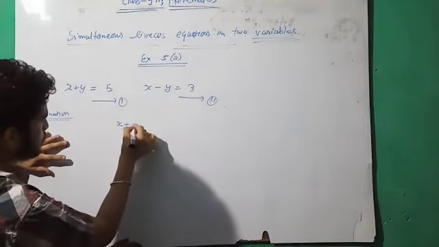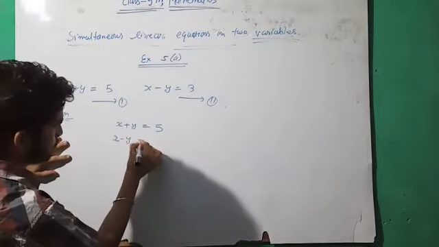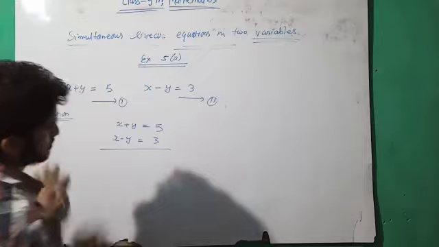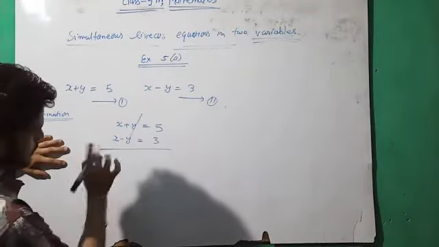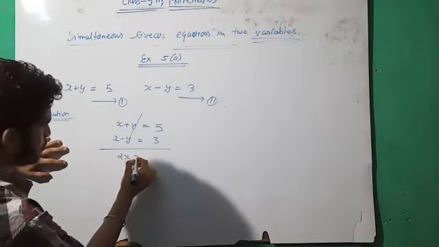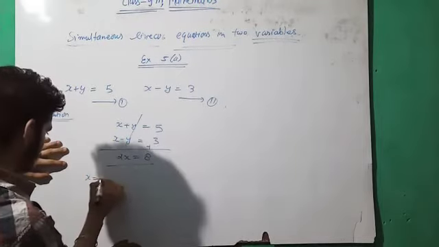x plus y equal to 5. Write down both the equations. x minus y equal to 3. If we add both the equations, then we have y minus y, that is 0, and x plus x, 2x. 2x equal to 5 plus 3, that is 8. So x equal to 4.